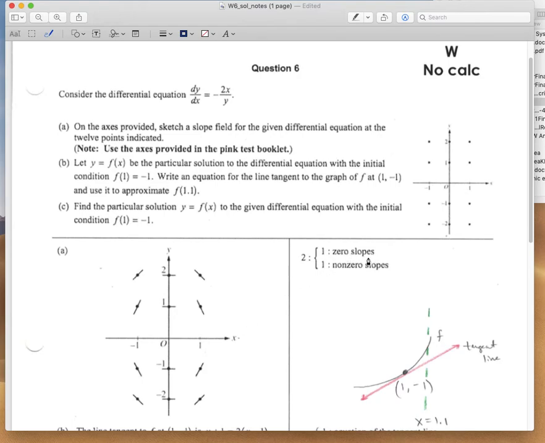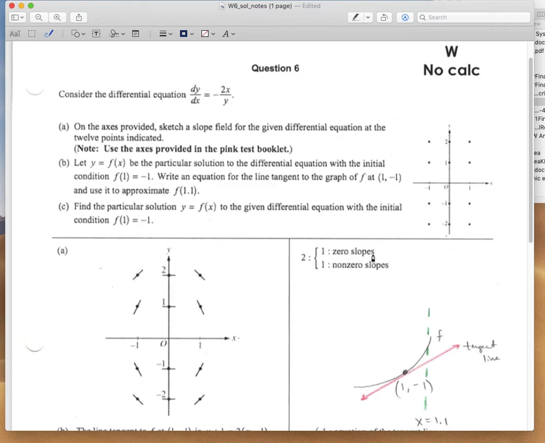Notice there are some zero slopes. Wherever x is 0, the slope is 0. Wherever y is 0, the slope is undefined. So at this point, you notice they didn't ask us to make any slopes on the x-axis where y equals 0. If they did, we would have to make vertical slopes or something like that. Okay, so that's part A.